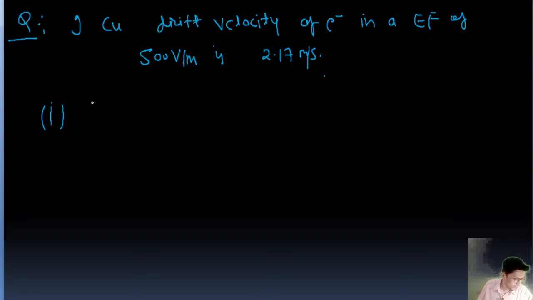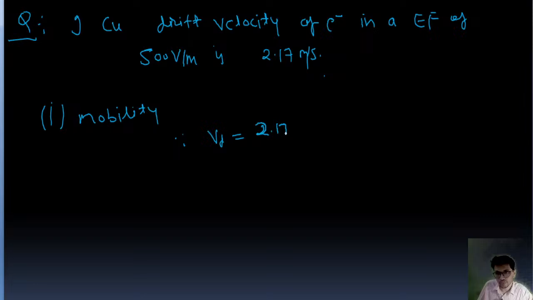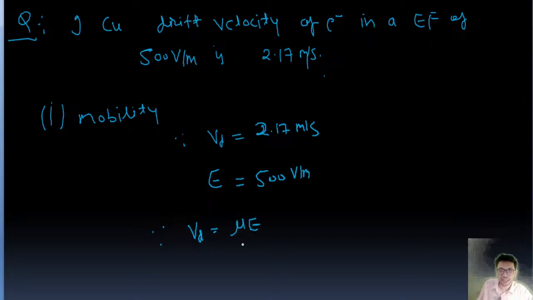This question is divided into two parts. The first part is we have to find the mobility. Since Vd is given, that is 2.17 meter per second, and the electric field E is given, 500 volt per meter, we know the formula: drift velocity Vd is mu E, where mu is the mobility. So mu is going to be Vd upon E.